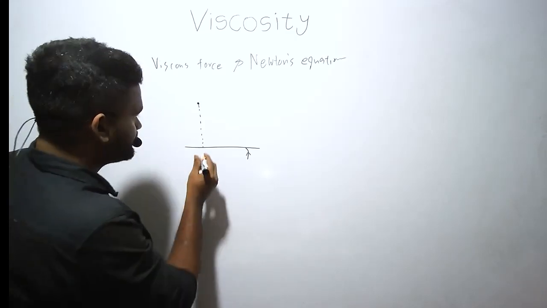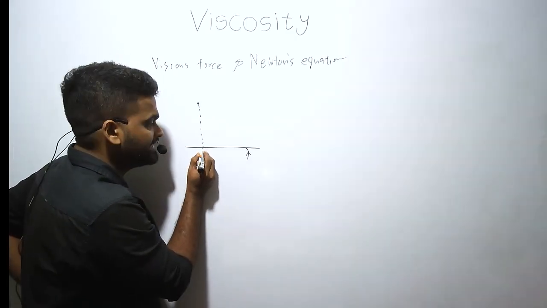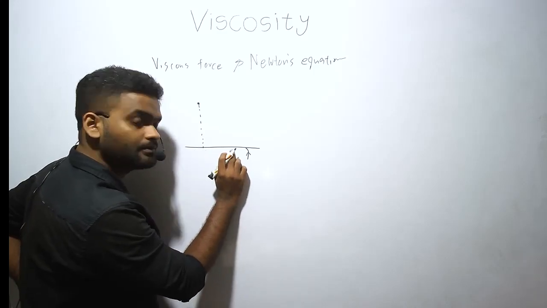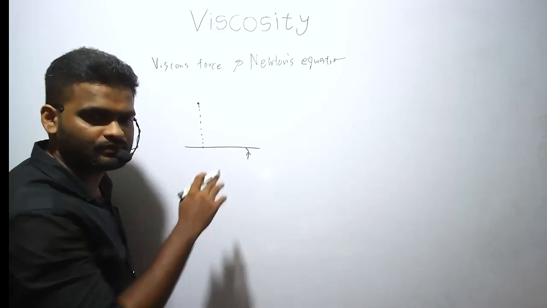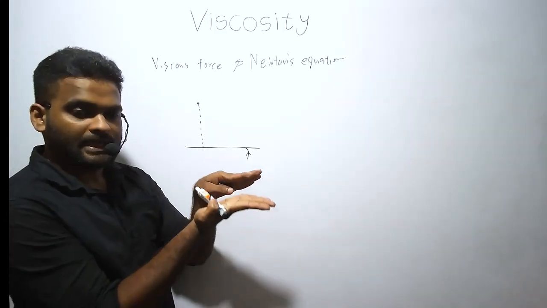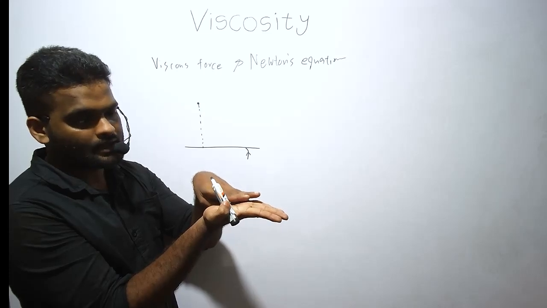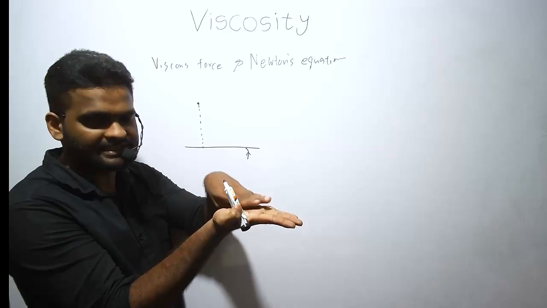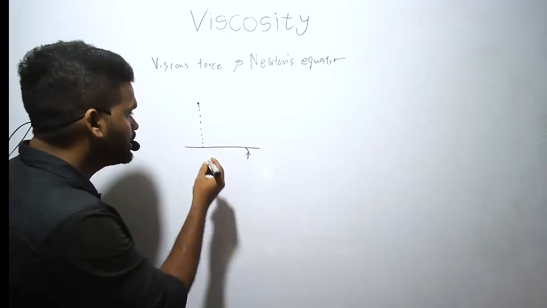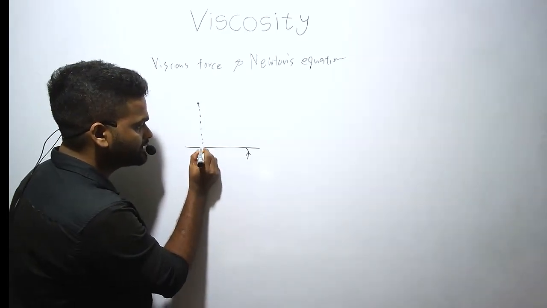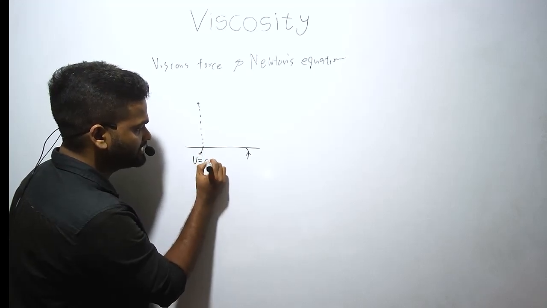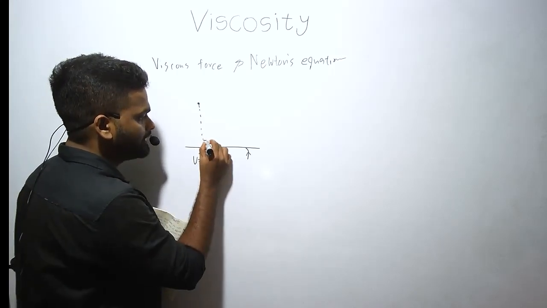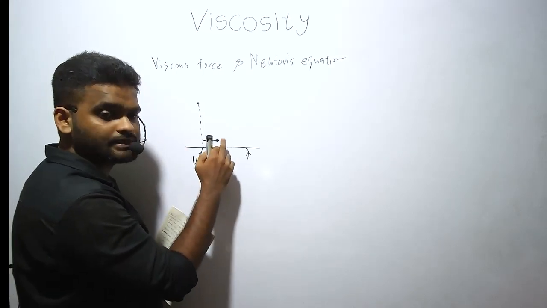So what happens? The liquid layer that is in contact with the plate is at rest. That is what we say, right? If the plate is like this and there's a liquid layer right above it, it is at rest with the plate. It is like stuck to the plate. So we say the velocity of this liquid layer is 0. Then this arrow shows the magnitude of the velocities.